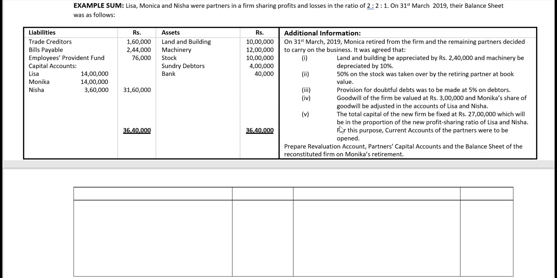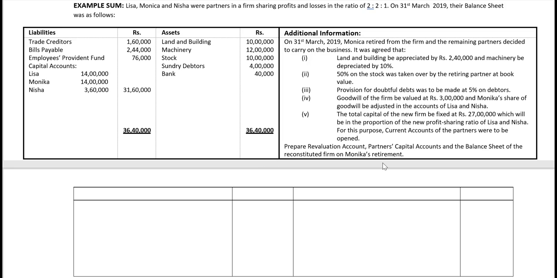Fifth point, the total capital of the new firm be fixed at rupees 27 lakh, which will be in the proportion of the new profit sharing ratio of Lisa and Nisha. For this purpose, current accounts of the partners were to be opened. We are asked to prepare the revaluation account, partners' capital accounts and the balance sheet of the reconstituted firm on Monica's retirement.